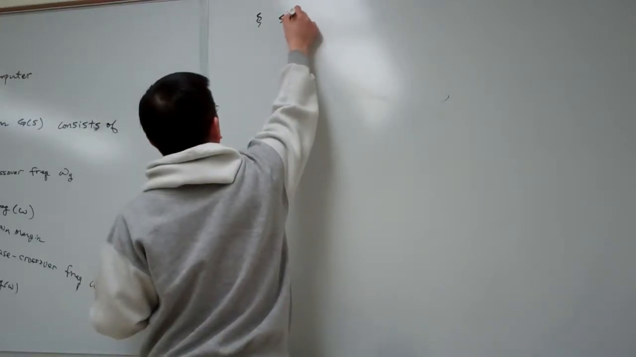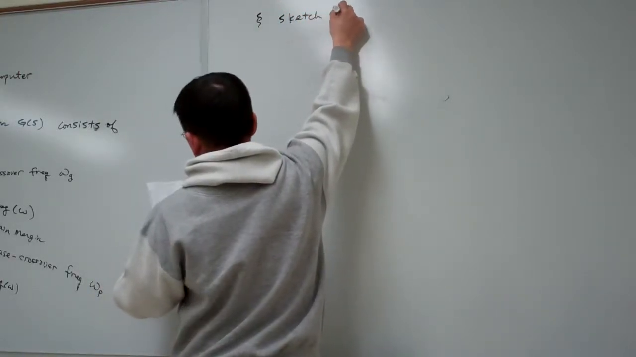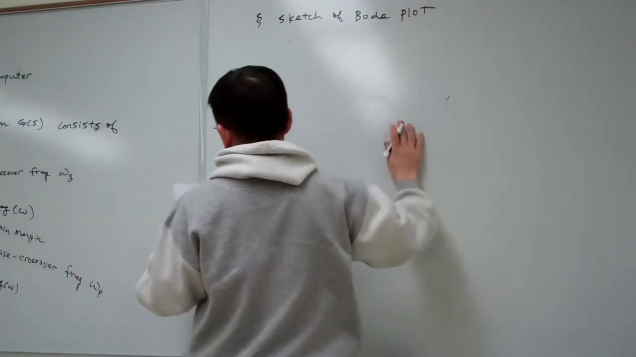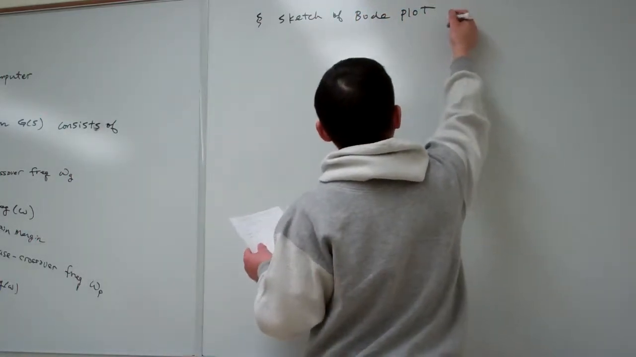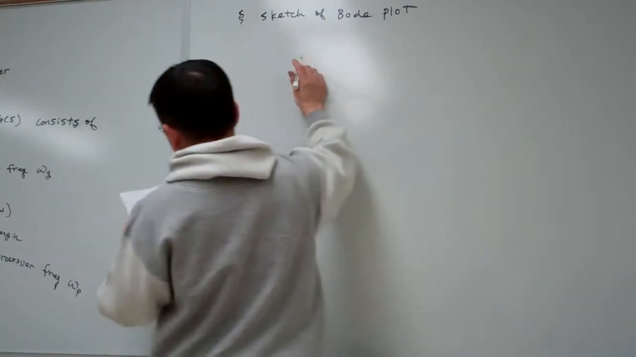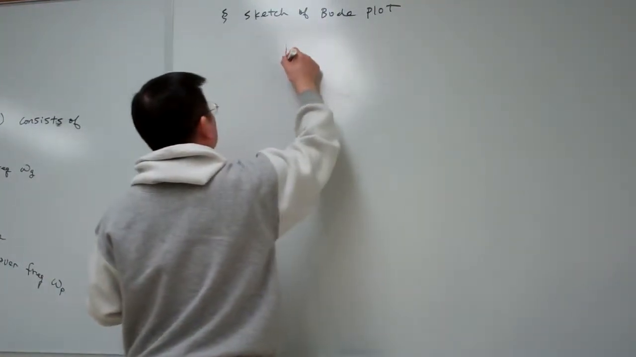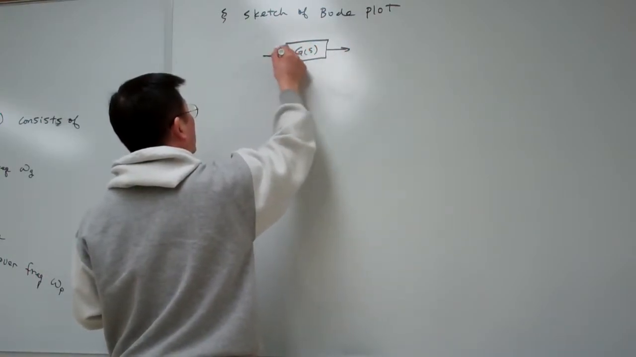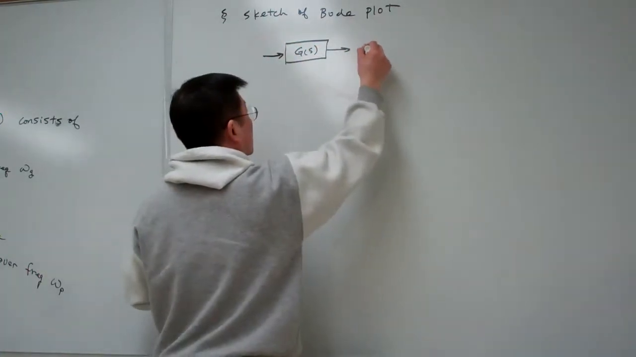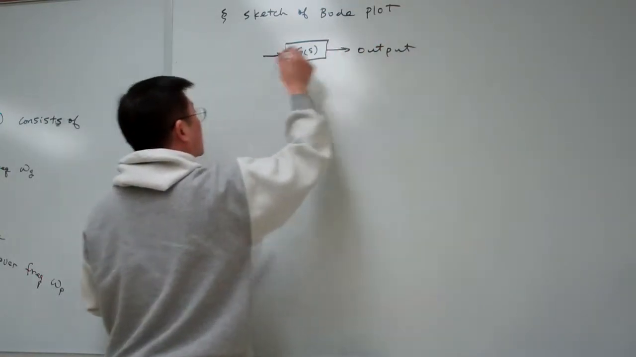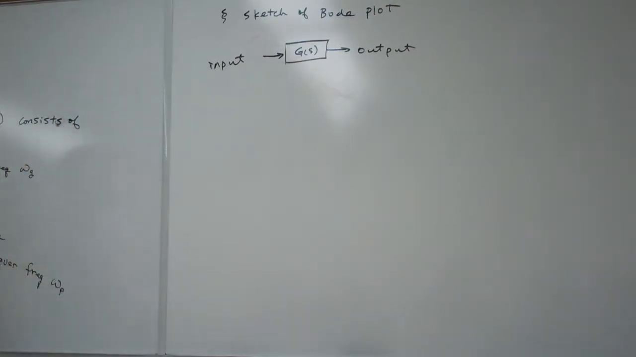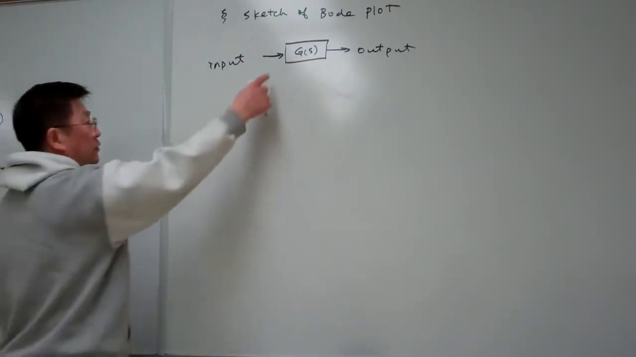Sketch of the Bode plot for different systems. So for example here, if we have a G(s) and we have an output and input, this is defined as the output, this is defined as the input here. Okay, so here we're going to exercise different types of G.